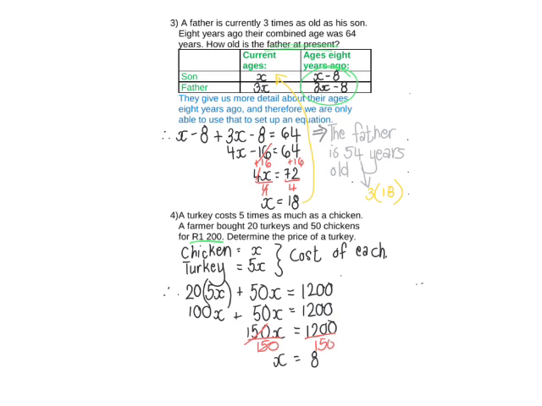Let's go back and see, what does x represent? X represents the cost of a chicken. So the question said that we must determine the price of a turkey. So we have to go back and say 5 times x, which is 5 times 8 in this case. And therefore, our conclusion is the price of a turkey is 40 rand, because 5 times 8 is 40 rand.